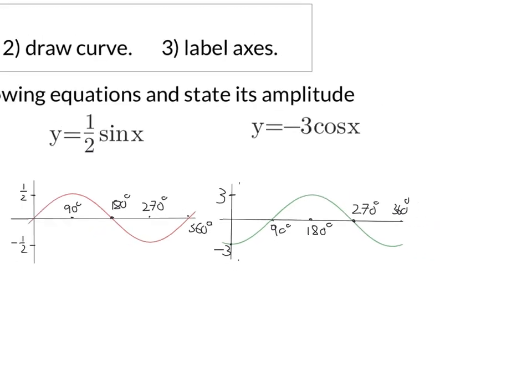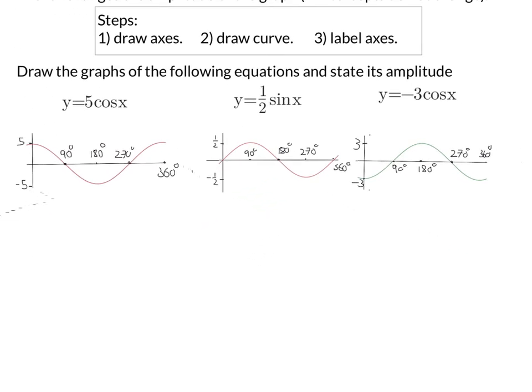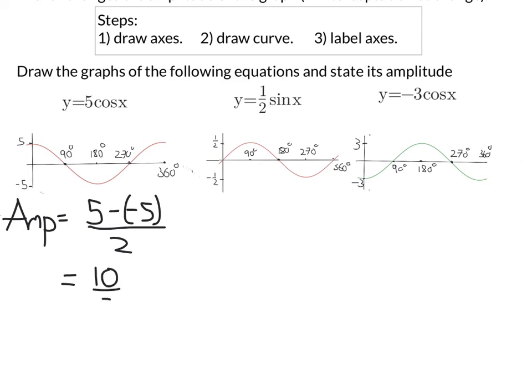Okay, and then lastly for all of these, we just need to state their amplitudes. Remember, to calculate the amplitude, you need the max value, subtract the minimum value, all over 2. So for this first one here, let's work out the amplitude. The max value is 5. The min value is -5, so subtract them and put that over 2. So we're going to get 5 take away -5 is 10. 10 over 2 is 5, so the amplitude is 5.